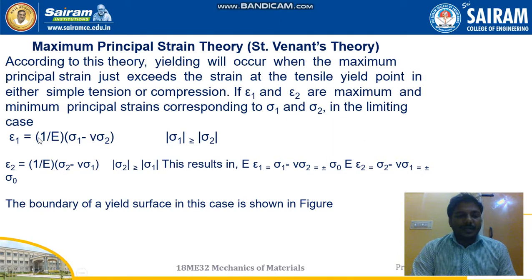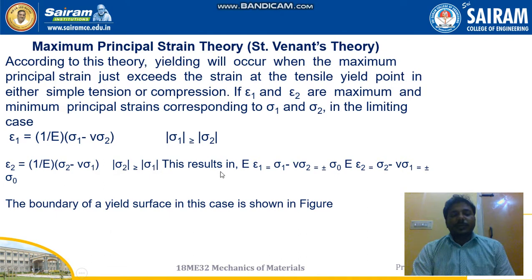Similarly, for the second condition, epsilon 2 will be equal to 1 by E into sigma 2, the minimum principal stress, minus nu into the maximum stress. Here in this condition, the minimum principal strain is greater than or equal to the maximum principal strain.